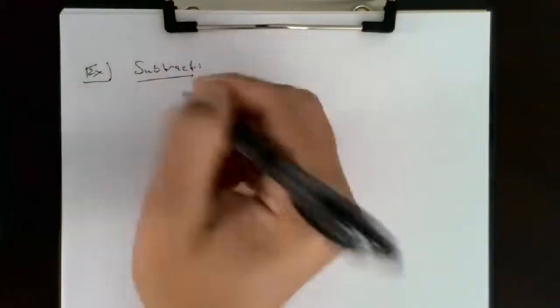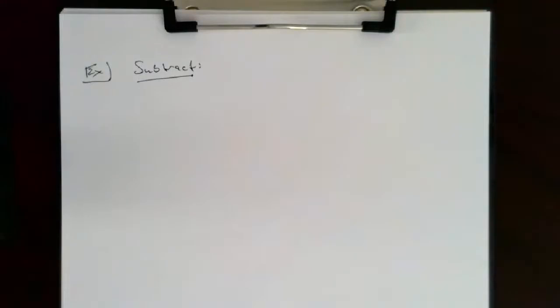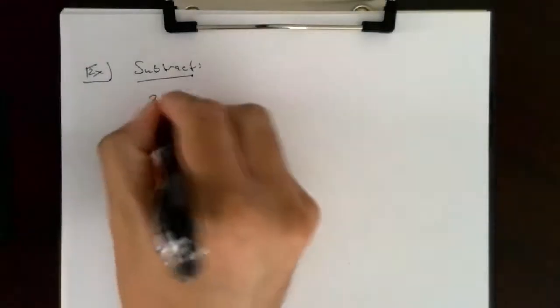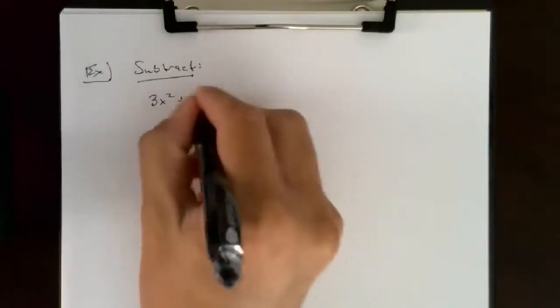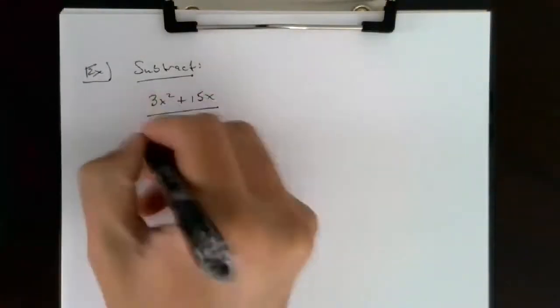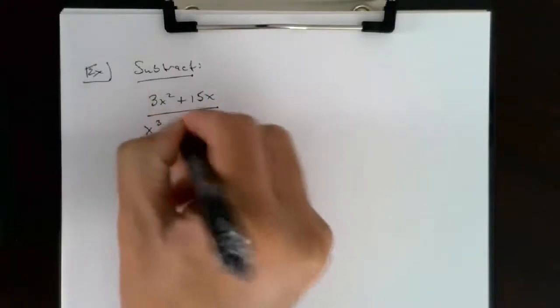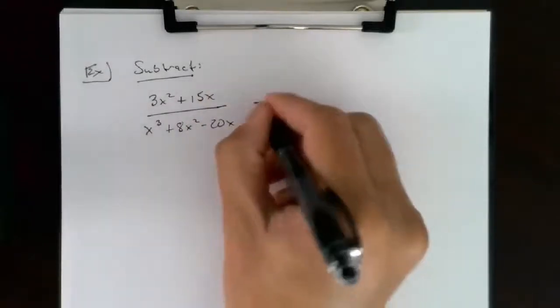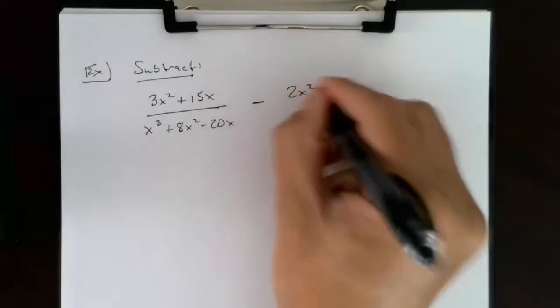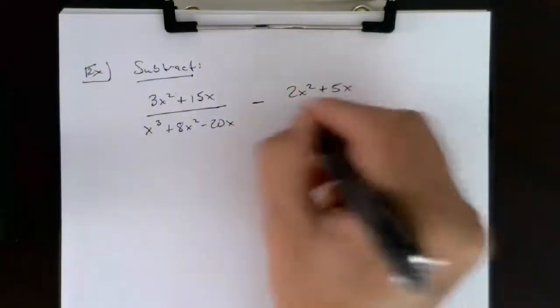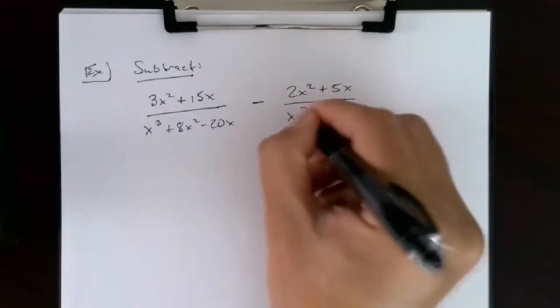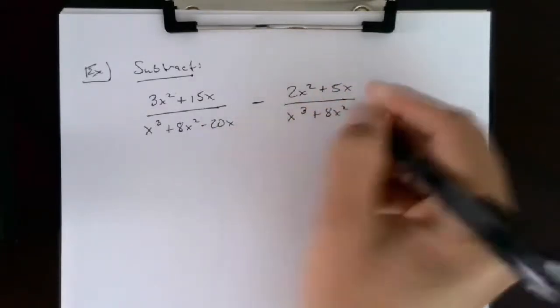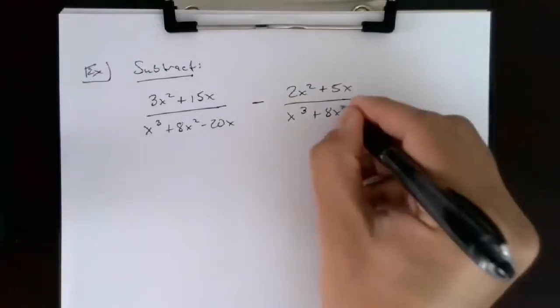Alright, so if I said to, for example, subtract, and we'll have (3x squared plus 15x) over (x to the third power plus 8x squared minus 20x), minus, we'll have (2x squared plus 5x) in the numerator for my second fraction, over x to the third plus 8x squared minus 20x.